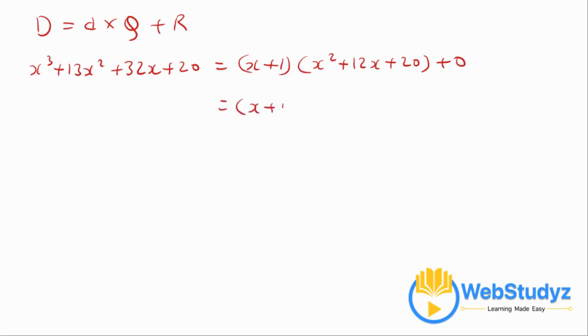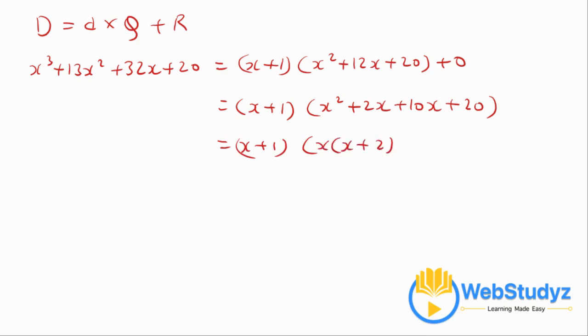So this can be written as x plus 1, and this can further be factorized using the middle term splitting method as x square plus 2x plus 10x plus 20. So this will be x plus 1 into this, taking common x, we get x plus 2. Again taking common 10, we get x plus 2 inside. So the factors come out to be x plus 1, x plus 10, and x plus 2.